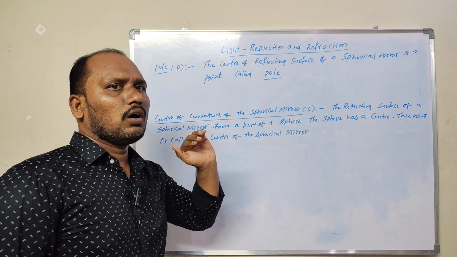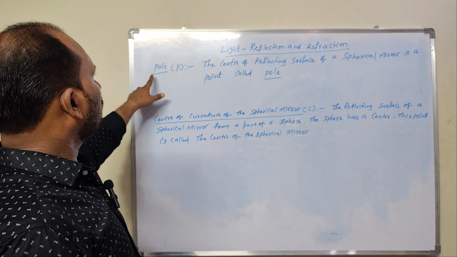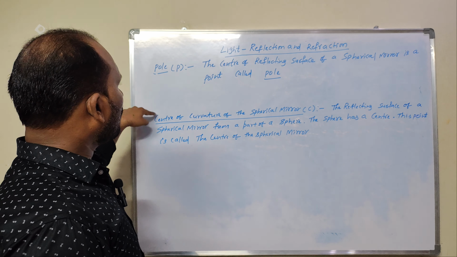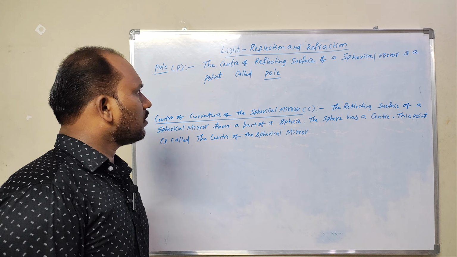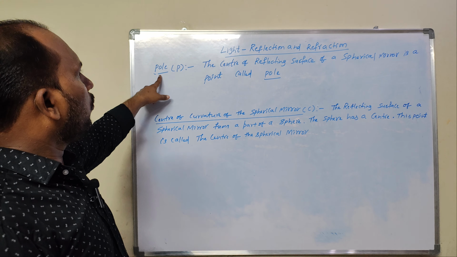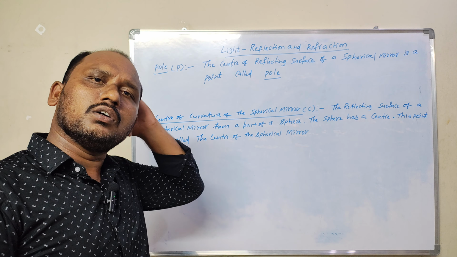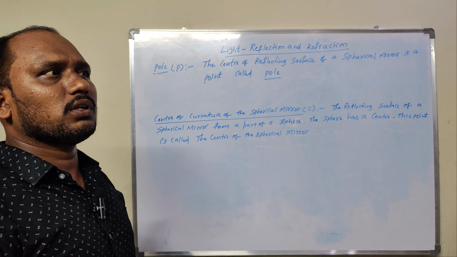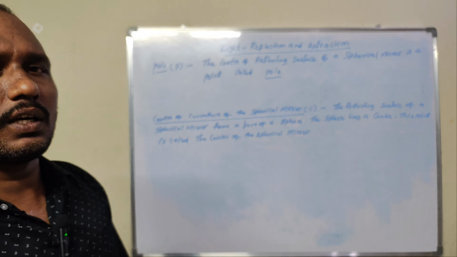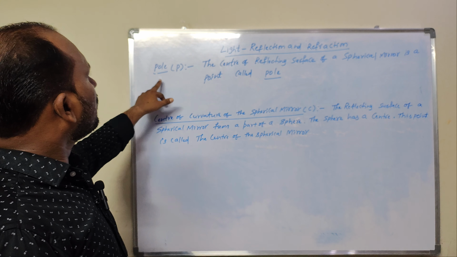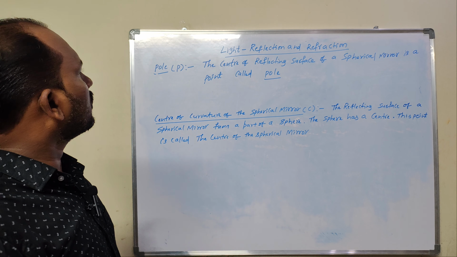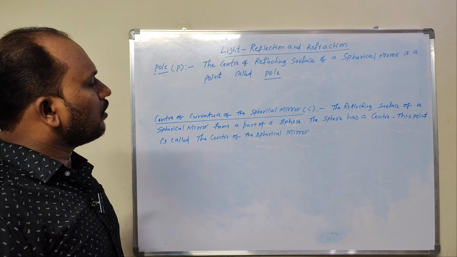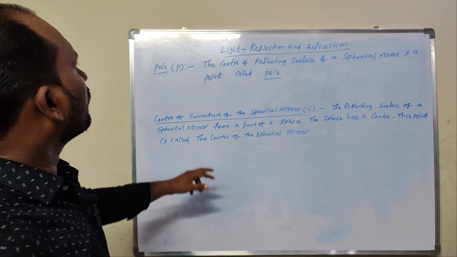In the last textbook we found different definitions of pole and center of curvature. The definitions of the center of curvature of a spherical mirror and the pole are changing compared to 2019, when the reflection and refraction chapter was in 10th class. So what is the difference between that definition of pole and this definition of pole? Let's see the difference here.